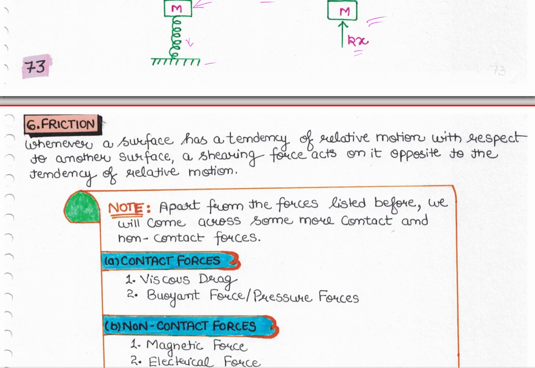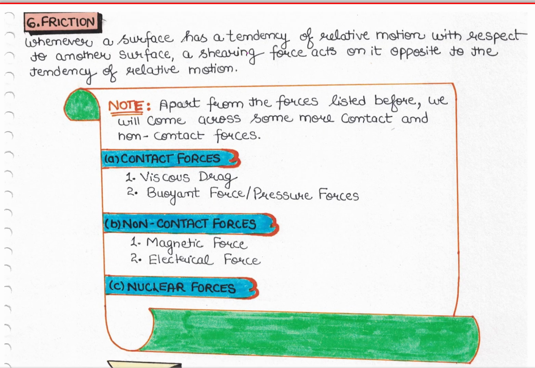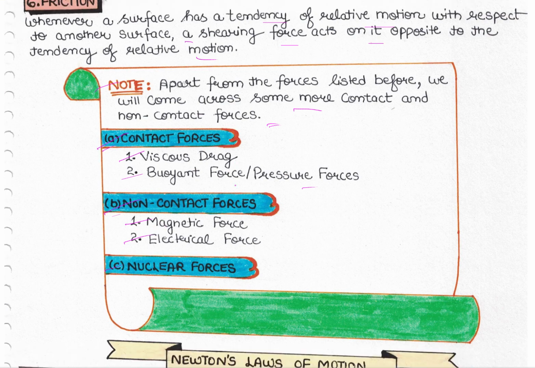6. Friction. Whenever a surface has a tendency of relative motion with respect to another surface, a shearing force acts on it opposite to the tendency of the relative motion. Okay, note, apart from the forces listed before, we will come across some more contact and non-contact forces. Contact forces such as viscous drag, buoyant force or pressure forces. Non-contact forces, magnetic force, electromagnetic force, and there is also nuclear force.